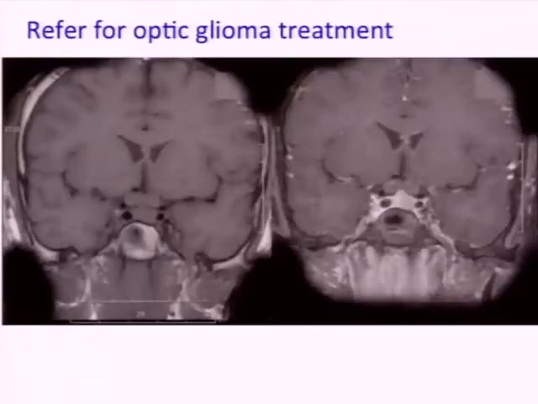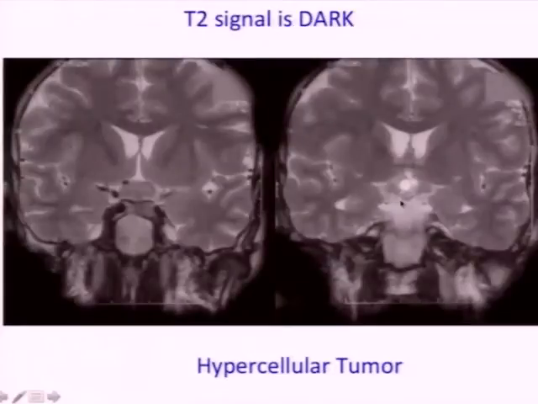Now, getting back to that differential on optic lesions, this is a patient that was referred to us for treatment of an optic pathway tumor. And if you look at the chiasm here, it's thickened. It does really look like it could be an optic pathway glioma. However, when you look at the T2, there are some atypical features. The T2 signal is very dark. There are also these funky little cysts coming right off the top of the chiasm toward the hypothalamus. And you see dark T2 signal that could suggest the possibility of hypercellular tumor.